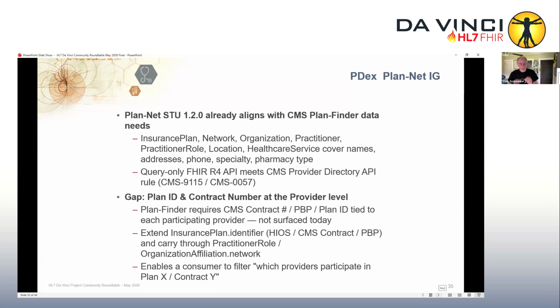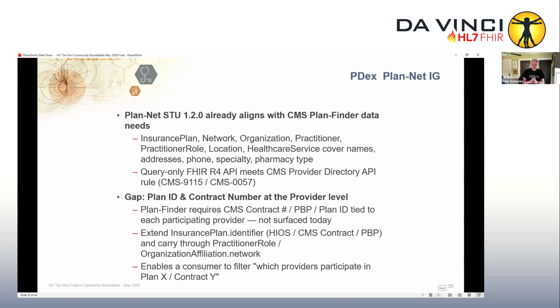But what you will find is there are certain fields that are probably not being populated by you at the moment. And we've actually produced a validator tool to help you work out what's missing. And we can certainly cover that. That will be covered at the CMS Connectathon. So the typical thing that's missing is this plan ID and contract number at the provider level.